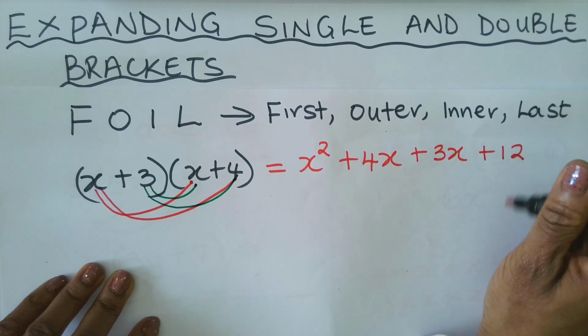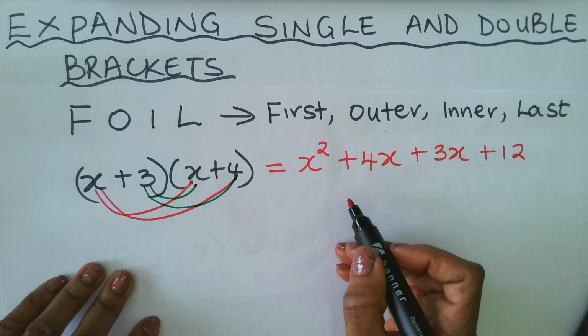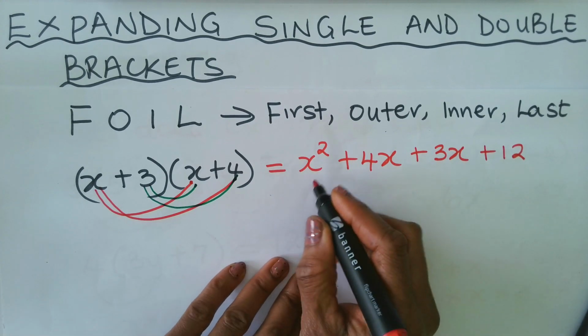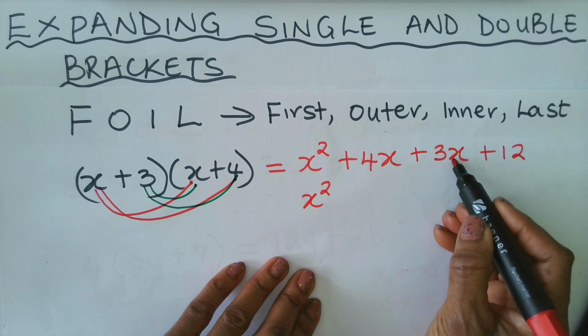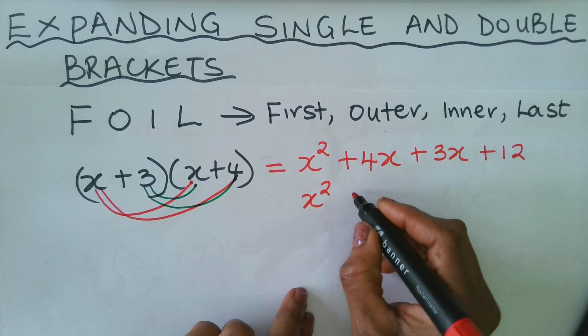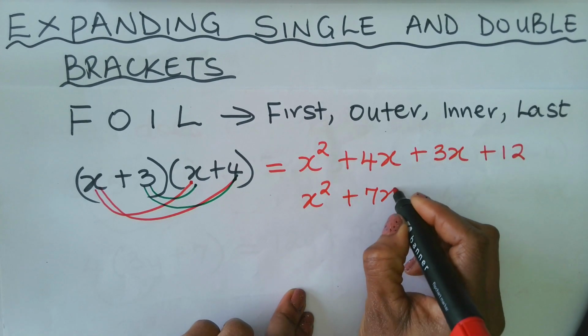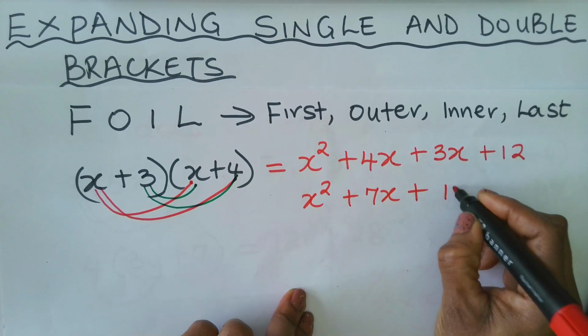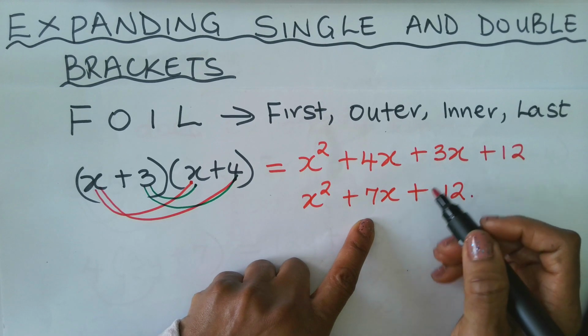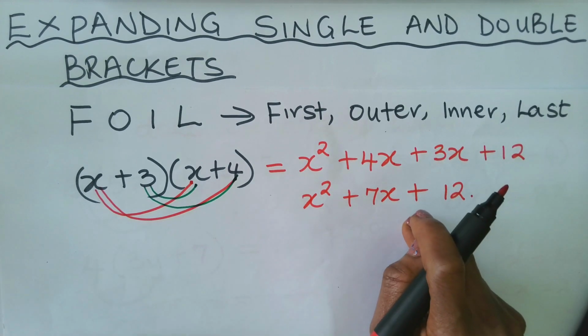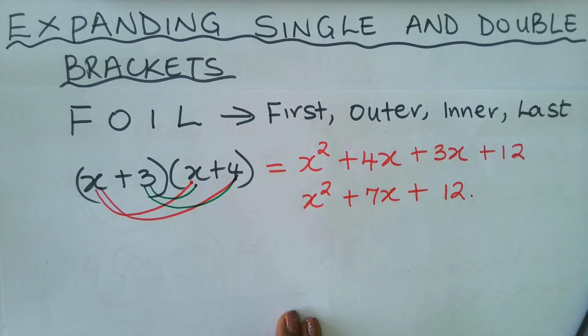Now it's time for me to bring the like terms together. So I've got x squared, 4x plus 3x will give me plus 7x, plus 12. You have successfully expanded this double bracket question. Now we're going to look at another question.